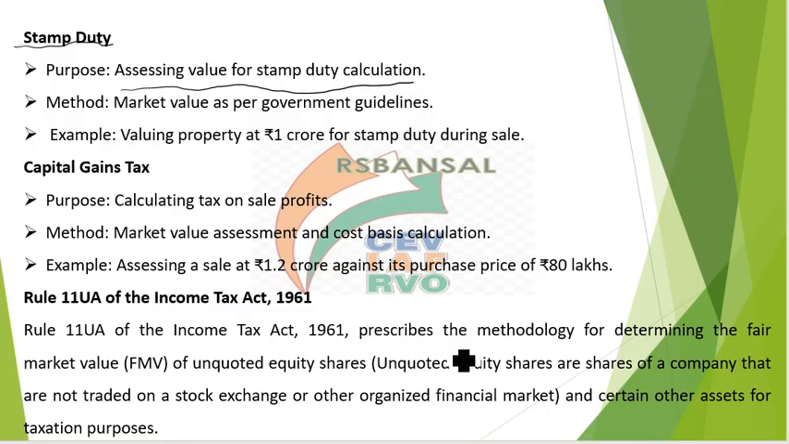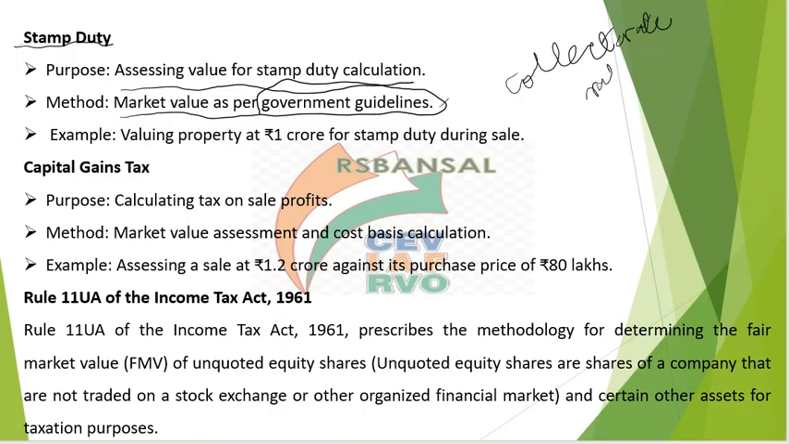Here the method is market value as per government guideline rates. This is important. You have to apply government guideline rates which are given, which are also called collectorate rates of that particular area. For example, valuing property at rupees 1 crore for stamp duty during sale.